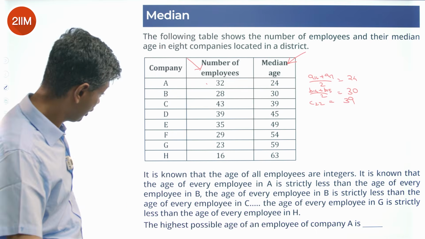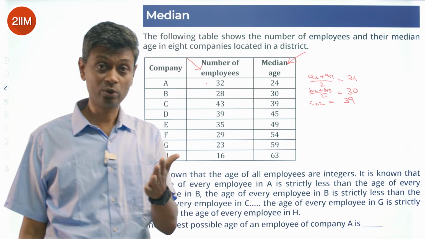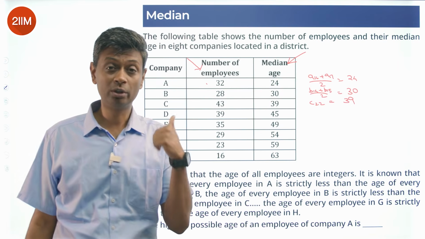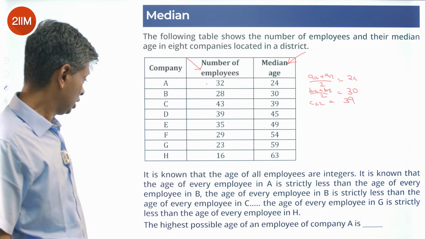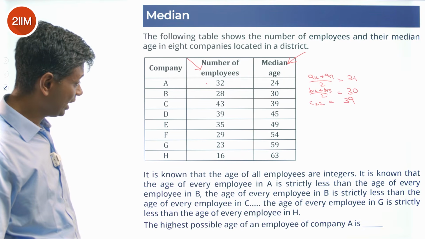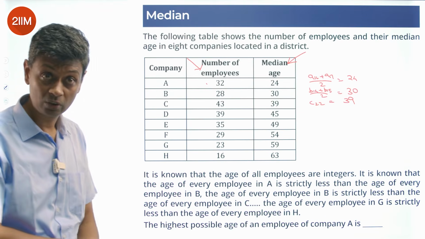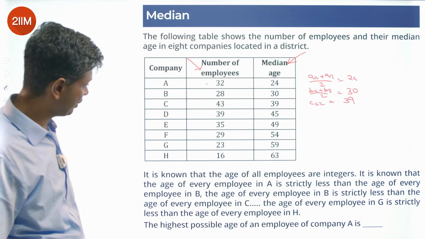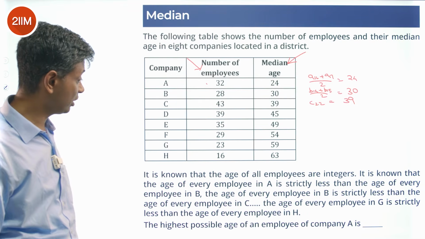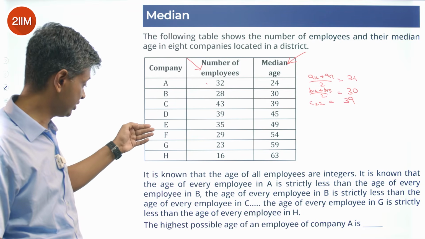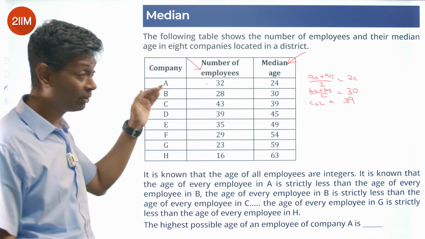Okay. It is known that the age of all employees are integers. A1, A2, A3, A4 till A32, B1, B2 till B28. All of these are integers. It is known that age of every employee in A is strictly less than the age of every employee in B. Oh, nice. Age of every employee in B is strictly less than every employee in C, and so on till age of every employee in G is strictly less than age of every employee in H. Arrange each of them in ascending order.